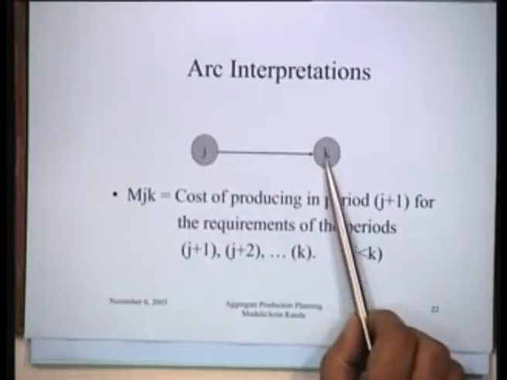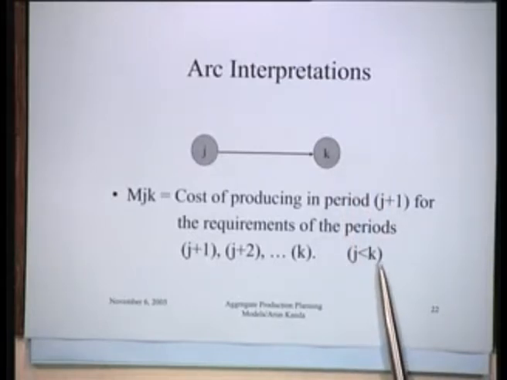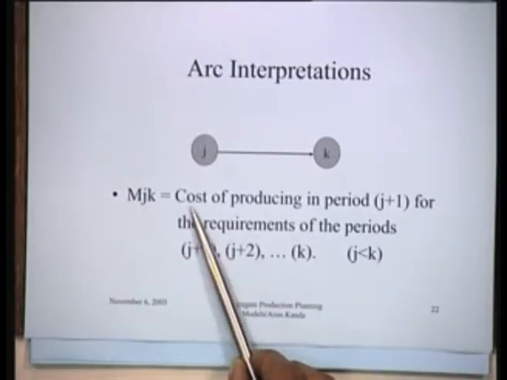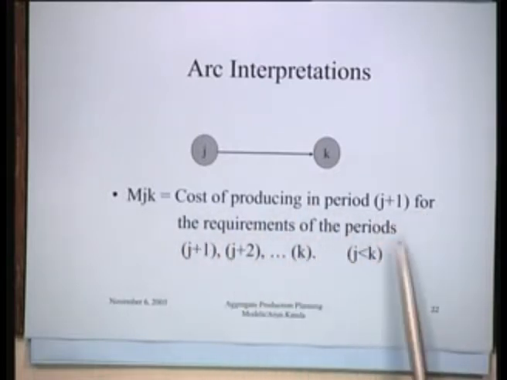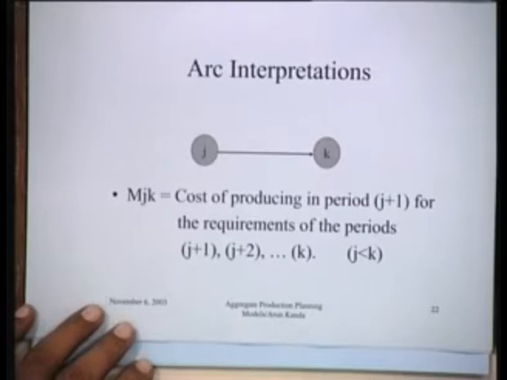Let's give an interpretation to these arcs. An arc going from node J to node K, where obviously J is strictly less than K in the numbering scheme, is defined as mjk, which is the length of the arc. This is the cost of producing in period J plus 1 for the requirements of the periods J plus 1, J plus 2 and so on up to K. This is a very fundamental definition which you will have to use again and again to actually work out the costs.